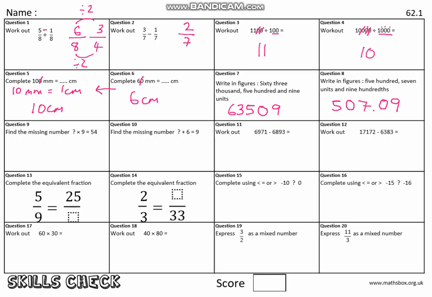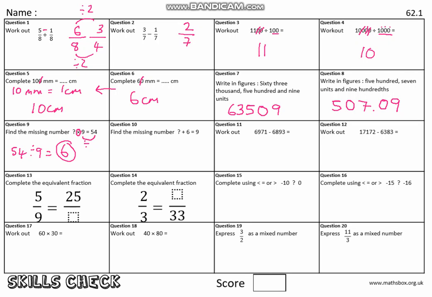Find the missing number. So something times 9 equals 54. So all I've got to do for these ones is go backwards. So I've got to do the answer, and then I take this operation here and I do the opposite. So the opposite of multiplying is dividing. So I do 54 divided by 9. Okay, now 54 divided by 9 equals 6. Okay, so that's our answer for the question mark.